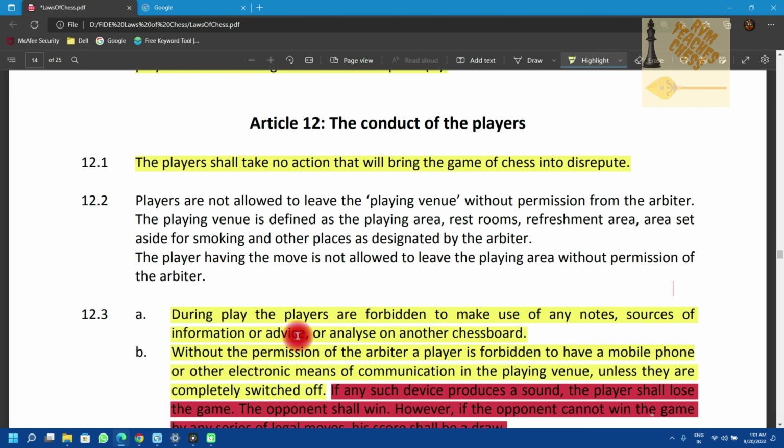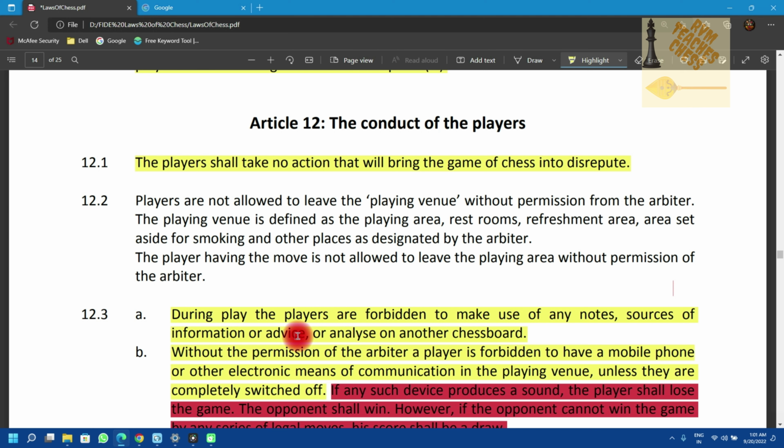The conduct of the players, which means the behavior of the players during a tournament. The players shall take no action that will bring the game of chess into disrepute, which means you're not supposed to behave in such a way that spoils the spirit of the game, or show any bad sportsmanship. These are things you should keep in mind.